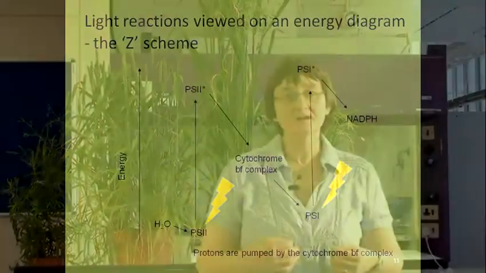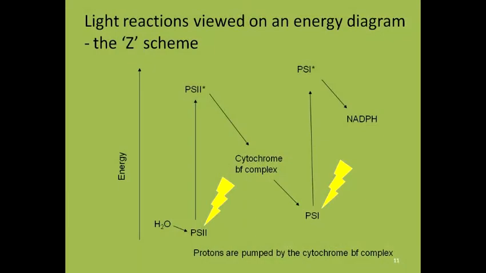This slide shows the same process as the previous schematic, but displayed in a different way. Here, all the components are shown according to their energy level, more properly their reduction potential, which is a measure of how easily they can give up electrons. This representation is known as a Z scheme or Z diagram because if you turn it sideways, it looks like a Z. Showing the process this way emphasises how light energy is used to raise the reduction potential of electrons within photosystem 1 and photosystem 2.